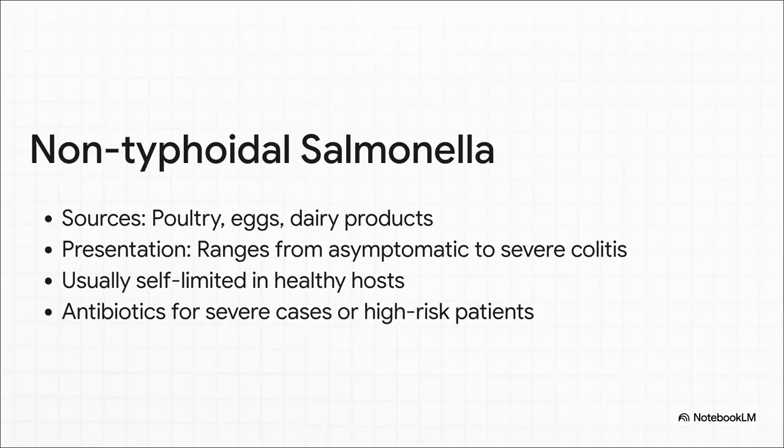So when should you think salmonella? The classic story involves poultry, eggs, or dairy. Now, for most healthy people, it's a self-limited illness that just needs supportive care. But, and this is a huge but, for our high-risk patients, like the very young, the elderly, or the immunocompromised, we absolutely treat with antibiotics. That's because in those patients, it has a nasty habit of escaping the gut and causing a dangerous bloodstream infection.